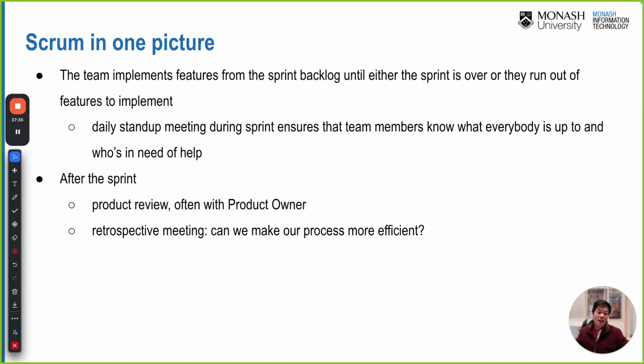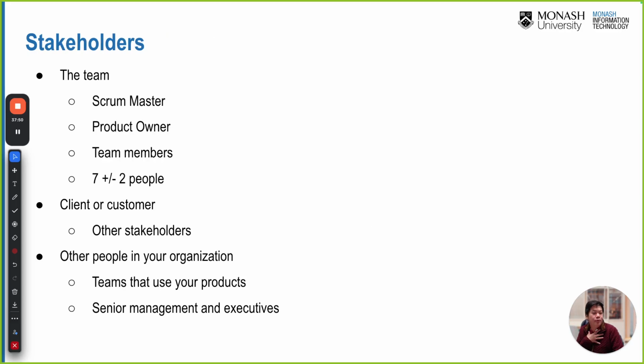Okay, and then by the end of the sprint, they can conduct the retrospective meeting. The key question that we want to answer is, can we make our process more efficient? That's the retrospective, reflective thinking. All right, how can we improve things? Okay, so in general, these are the stakeholders for the Scrum framework.